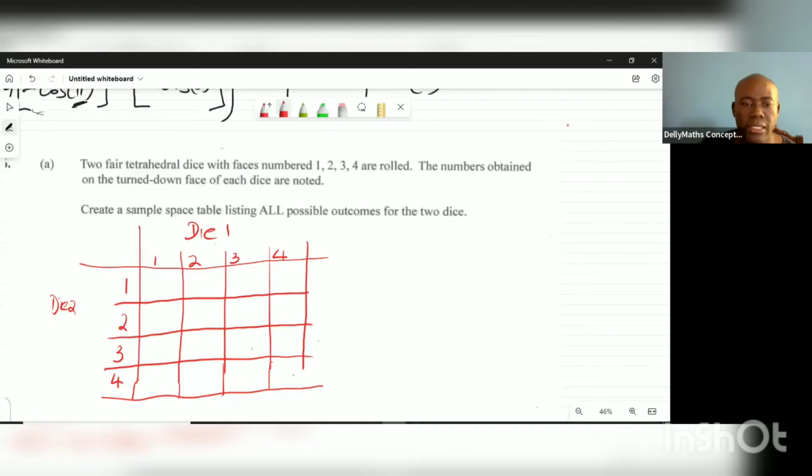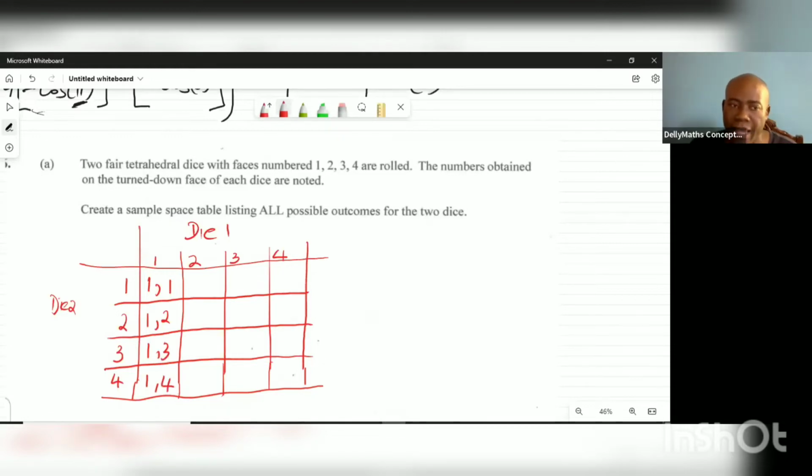So what we want to list here is, let us say that you have a 1. A 1 on die 1 could show with a 1 on die 2. I'm lining it up so that we could do it systematically. So we have 1, 1. We also could have a 1 from die 1 go with a 2 from die 2. So I'm just looking at the pattern. So 1 could go with 3, as well as 1 could go with 4.